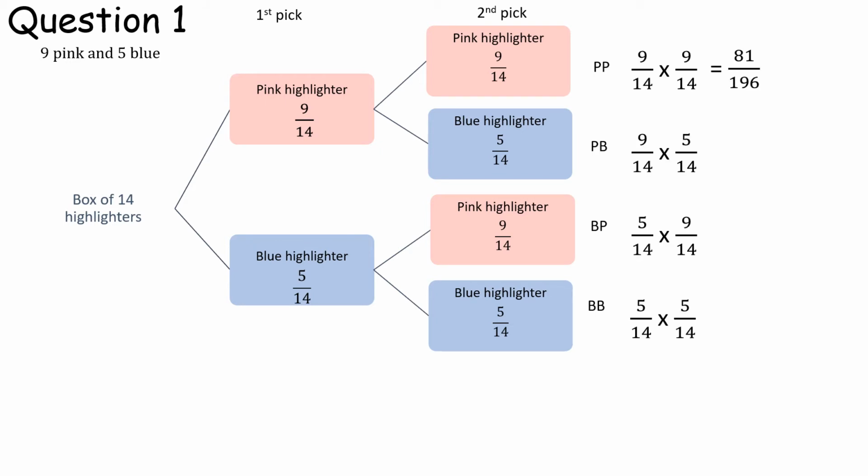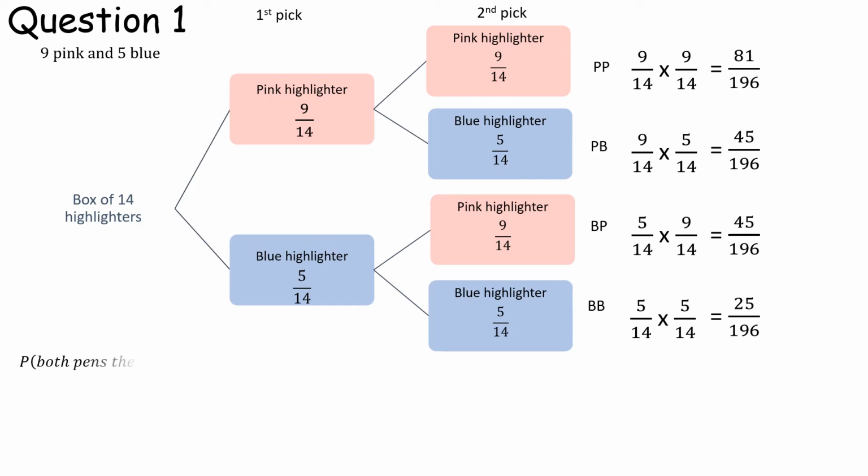The probability of picking 2 pink highlighters is 81 out of 196. The probability of picking a pink then a blue highlighter is 45 out of 196. The probability of picking a blue highlighter then a pink one is 45 out of 196. And the probability of picking 2 blue highlighters is 25 out of 196.